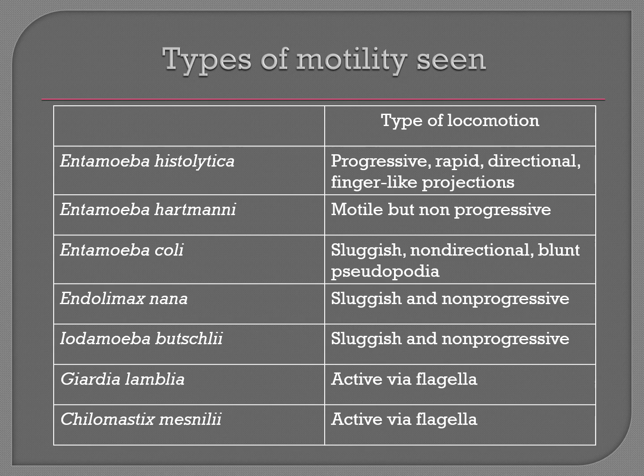Entamoeba hartmanni is motile but not progressive, so it's not terribly stretched out. Entamoeba coli is kind of sluggish and bumbly. It's very non-directional and kind of doesn't know where it's going. It has very blunt pseudopodia. You can tell that it's motile because it is irregular looking, but it doesn't seem like it knows which direction it wants to go. Then we have Endolimax nana. Again, it is sluggish and non-progressive. Iodamoeba buetschlii is sluggish and non-progressive. Giardia lamblia and Chilomastix are both flagellates, so they're going to be very motile and active.